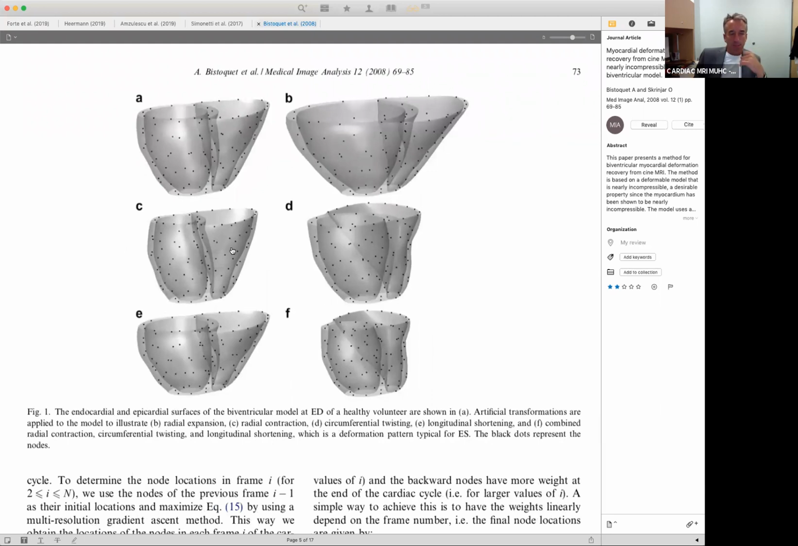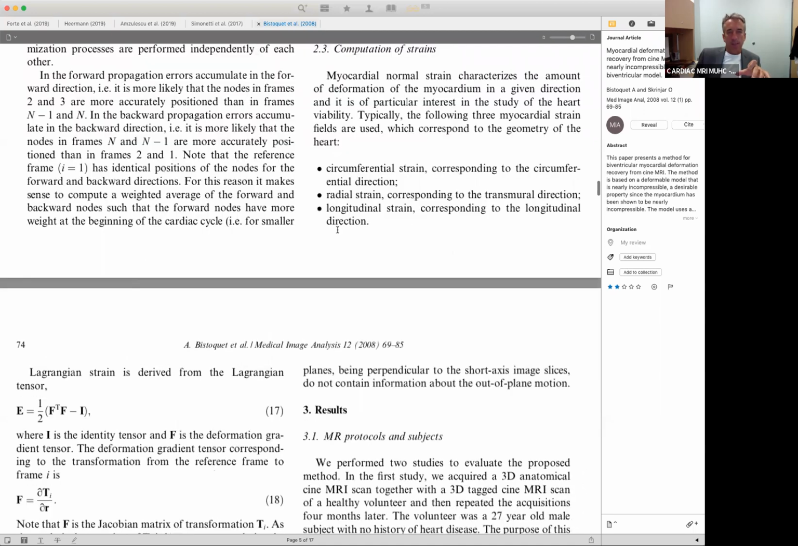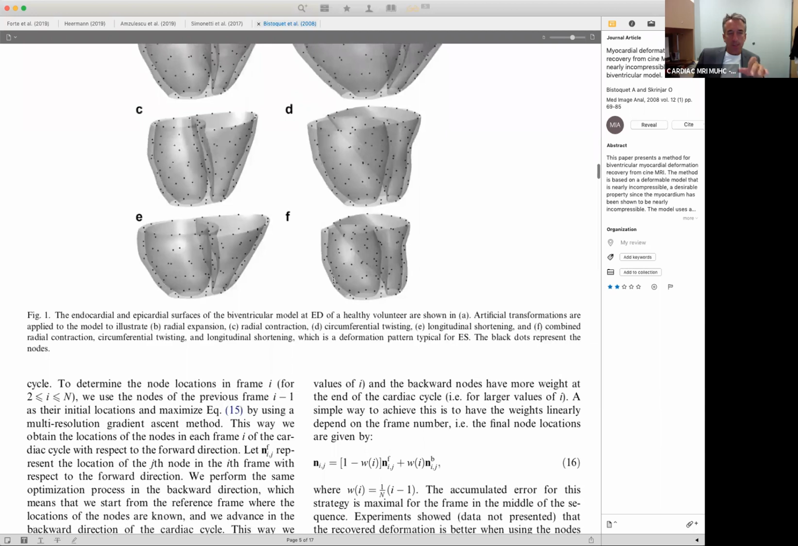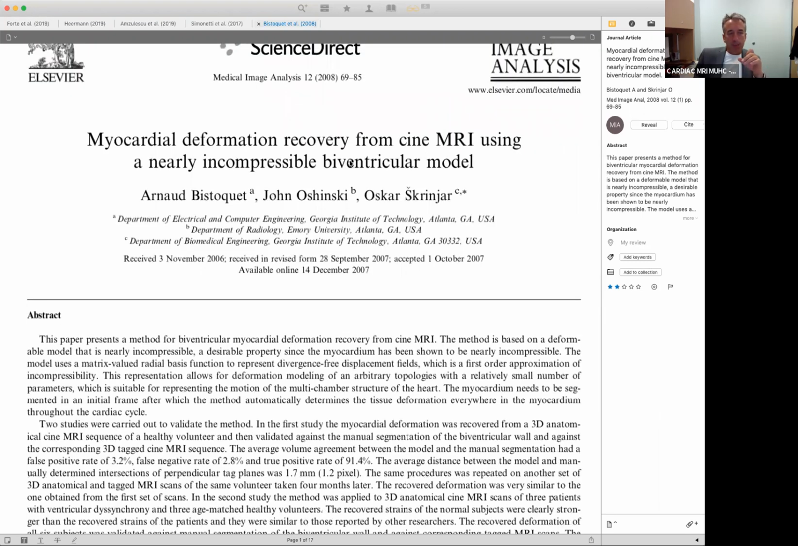So the radial expansion is here. Here's the radial contraction, and accordingly the radial expansion and the circumferential twisting. So you can track that using this model, and there are complicated formulas that can be used. This is the method that has been used in the paper we're going to discuss soon. That's why I'm bringing that up. So these are the basic approaches.